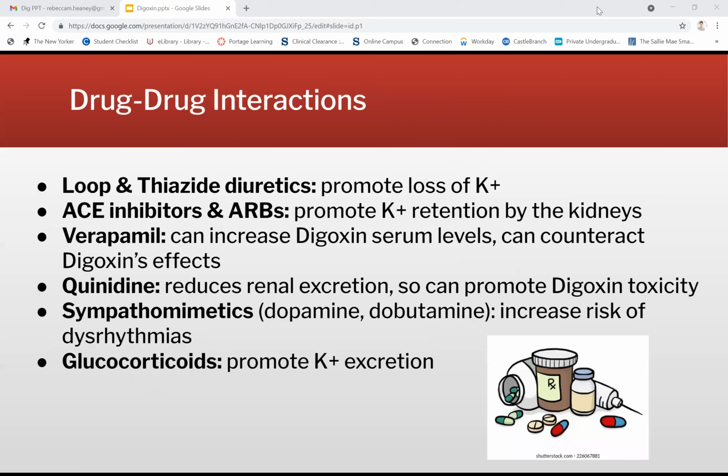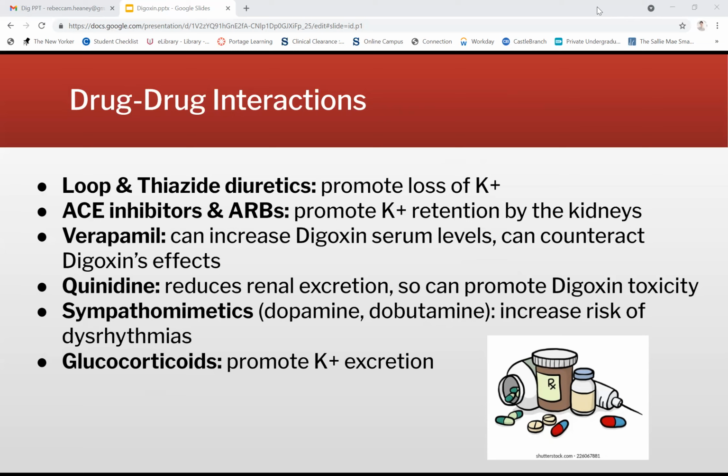Digoxin also has multiple drug interactions. Loop and thiazide diuretics promote the loss of potassium and can increase the risk of digoxin-induced dysrhythmias. ACE inhibitors and ARBs cause increased potassium levels and can thereby decrease digoxin's therapeutic effect. Verapamil can cause increased serum levels of digoxin, and it can also suppress myocardial contractility and counteract digoxin's benefits. If a patient is taking both digoxin and verapamil, the digoxin dose may need to be reduced.